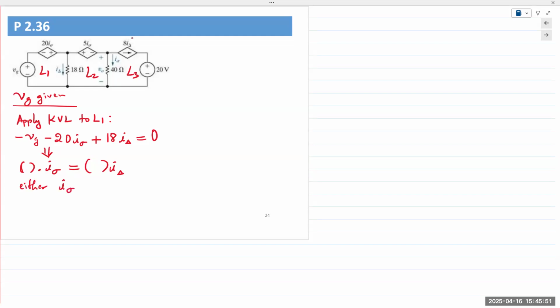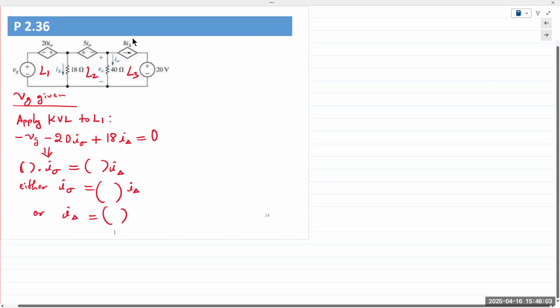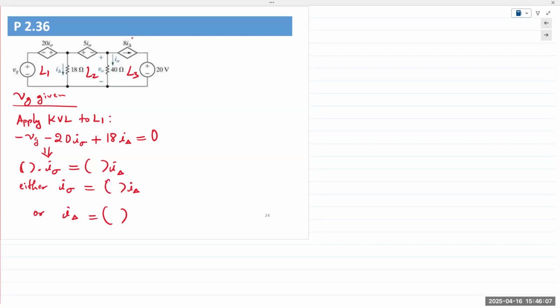And from here, I can express either I sigma as some constant times I delta, or I delta is equal to some constant times I sigma. Actually, let me not use this, it looks too much like a minus sign. Again, it helps that there are only two unknown variables in there, right? So we only have to reduce it once.